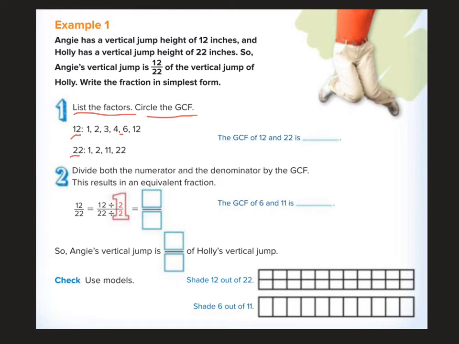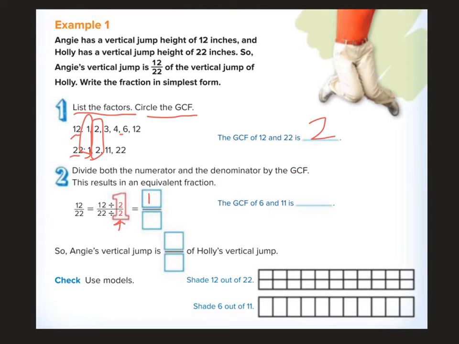So when I look at these two, I notice they both have 1 in common, which doesn't really get me anywhere. If I divide a number by 1, I'm going to get itself, so it doesn't make it any smaller. But I notice they both have a common factor of 2. And that's the biggest factor that they share with each other. So the greatest common factor then is 2. Okay. So then if I divide both numbers by 2, it's going to get an equivalent fraction, or it's also going to make it simplest fraction.